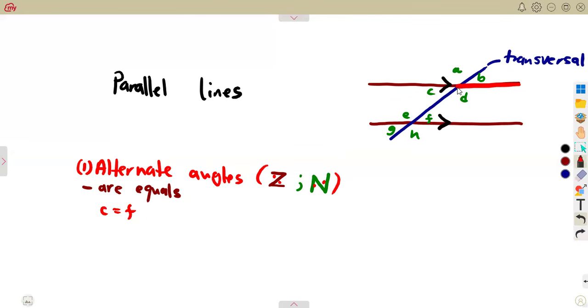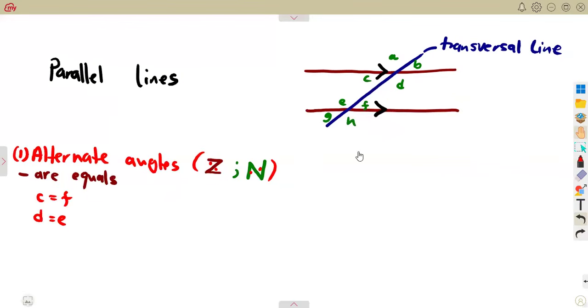Also, look at this. It's a straight Z, even though it looks the other way, but that's a Z concept. So this angle D and this angle E are also equal. So D is equal to angle E. All right, so that is the condition of the alternate angles. They form a Z or an N.